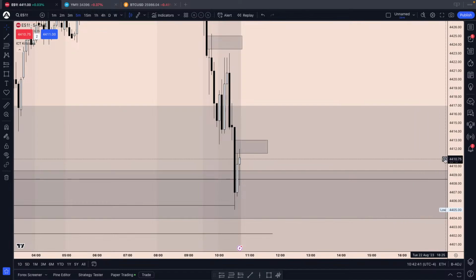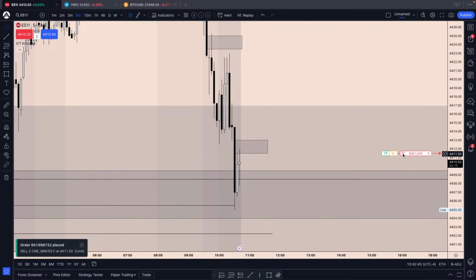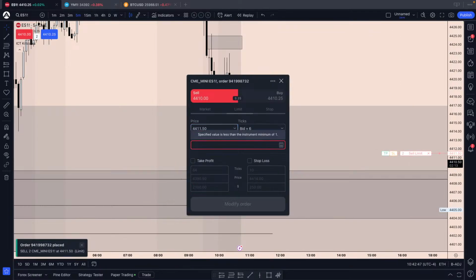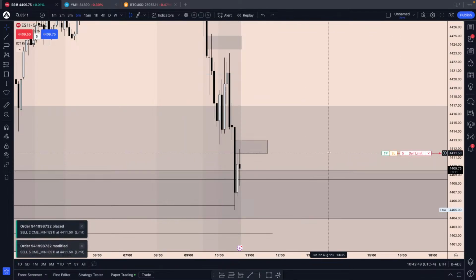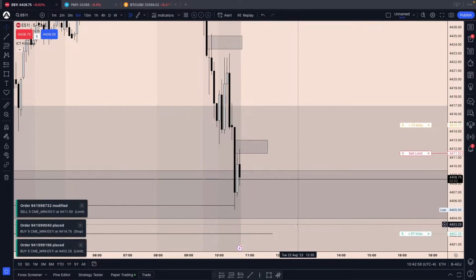So let's see, we add a short right here at this level, sell limit, make 5 out of it, 100k account. Stop loss goes just above this high. We might have already missed the opportunity. Target the Asian session low. That would be my paper trade.